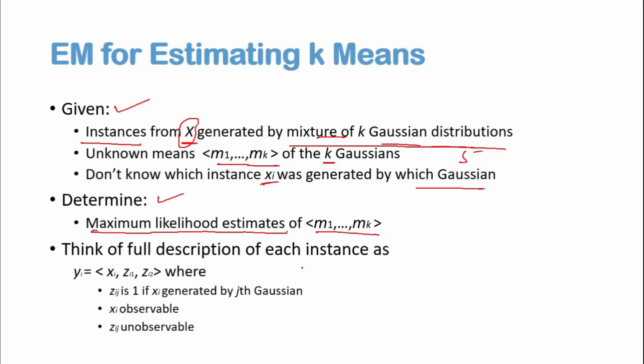So think of the full description of each instance as yi, and we need to look into each and every instance given this. What is zi? zi is 1 if xi is generated by the jth Gaussian, otherwise it is 0. That means the probability is more, hence we need to label that particular object into that particular class.